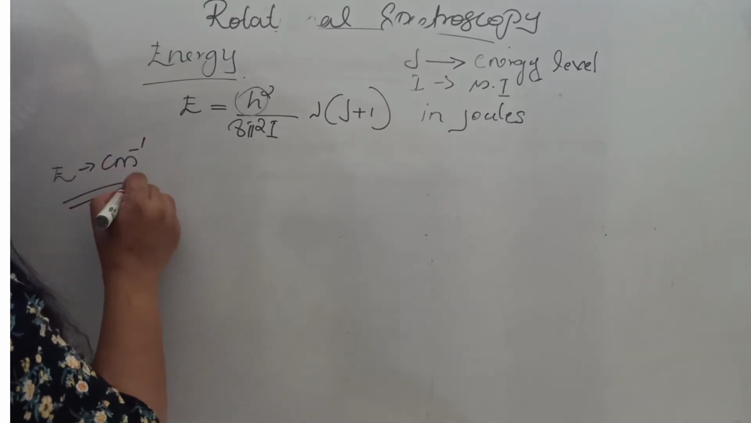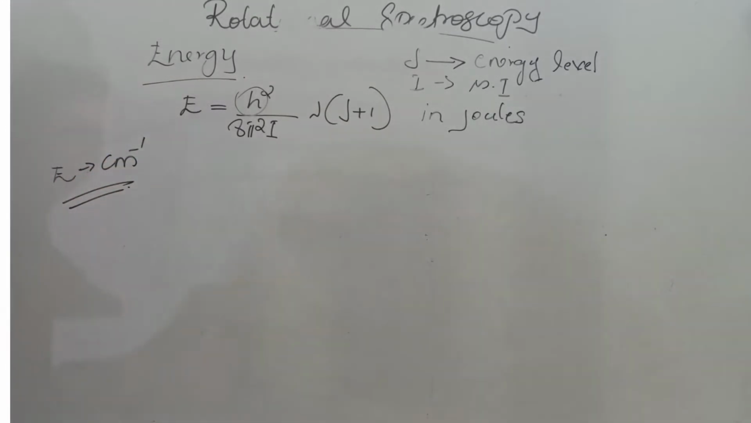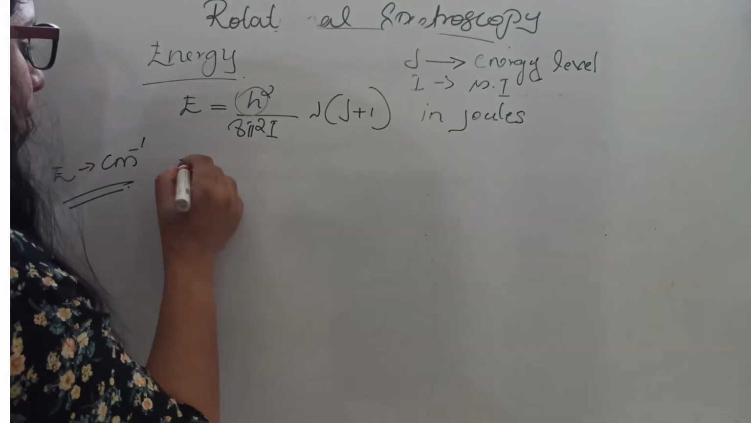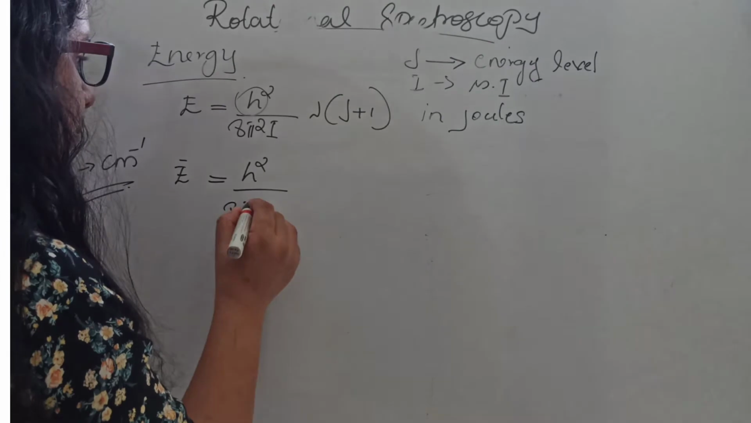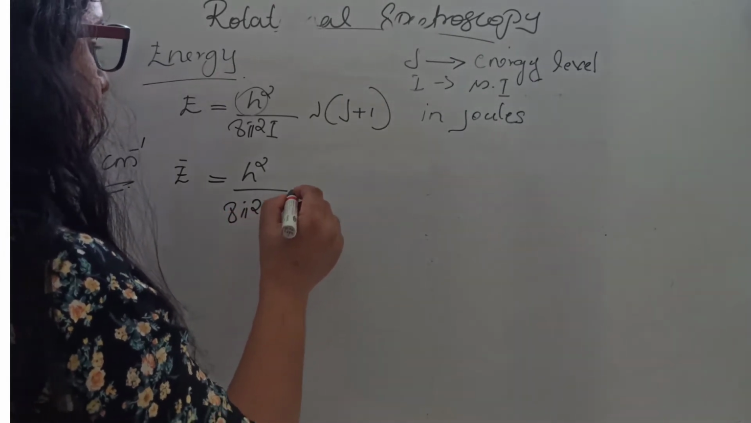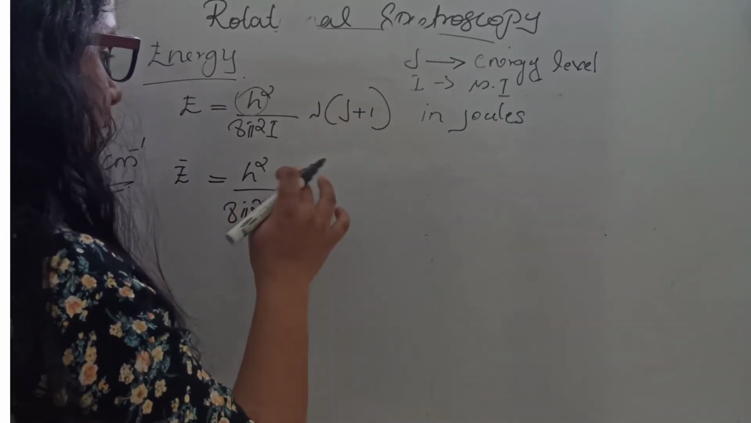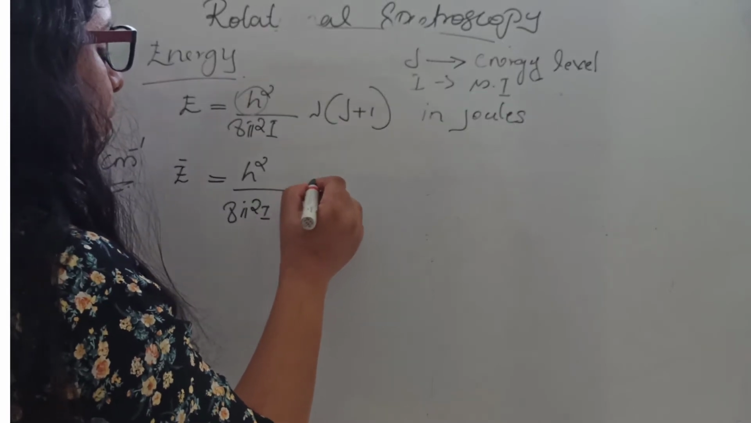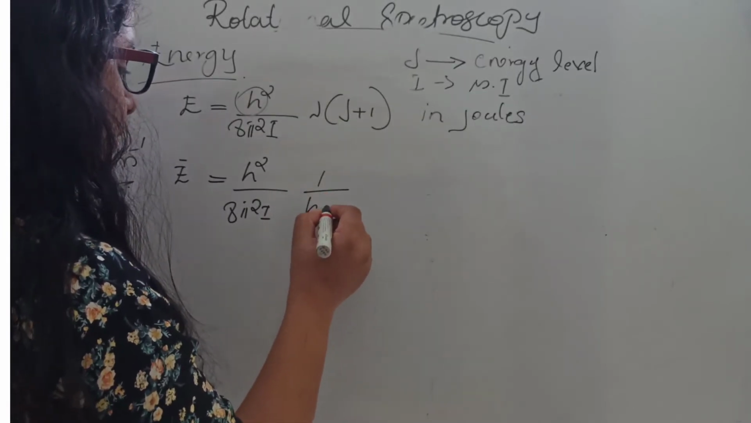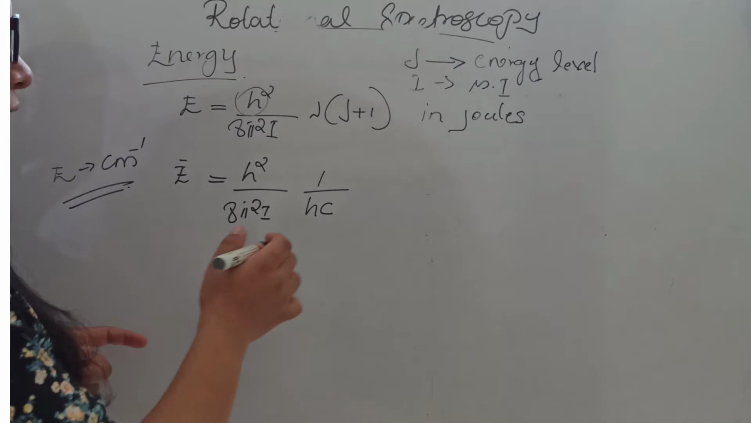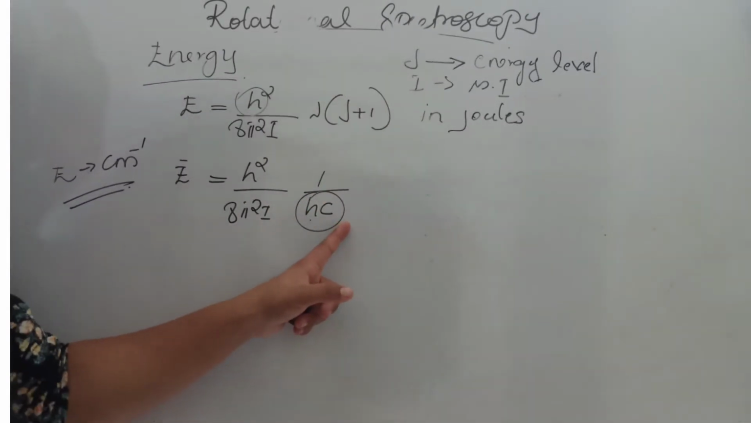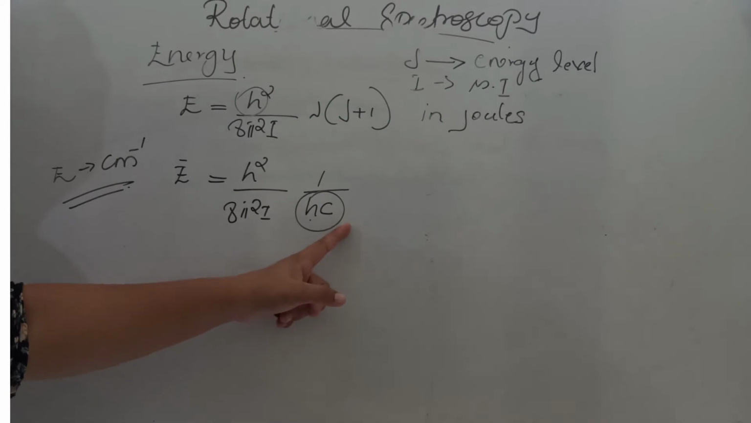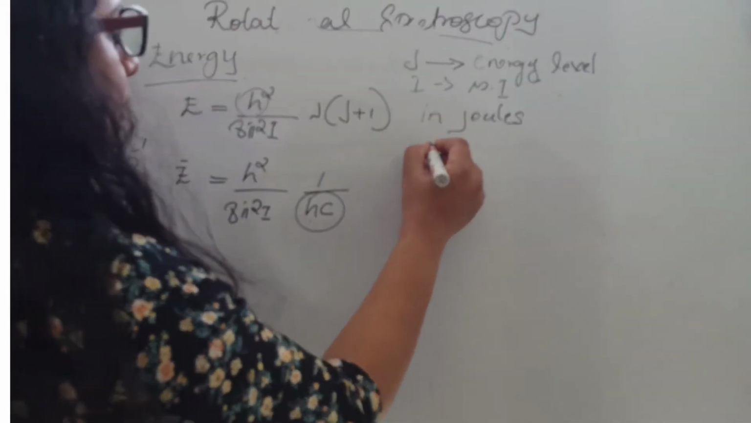Suppose they are asking for the energy in centimeter inverse; sometimes questions might come in centimeter inverse. How do we convert this joule to centimeter inverse? You have to divide this energy by hc, that is Planck's constant multiplied by the velocity of light. If you divide this energy in joules by hc, you will get the energy in centimeter inverse.